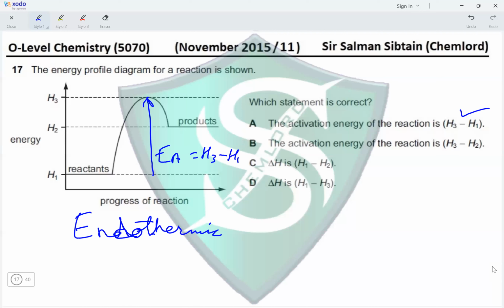So the next one says the activation energy of the reaction is H3 minus H2. It is incorrect. The third one says delta H is H1 minus H2. The delta H value here would be the energy gap between the reactants and H2, and this would be given by H2 minus H1, not H1 minus H2. So this is incorrect. And the last one says delta H is H1 minus H3. H3 is not even involved in the calculation of delta H, making option A the correct option for this question.